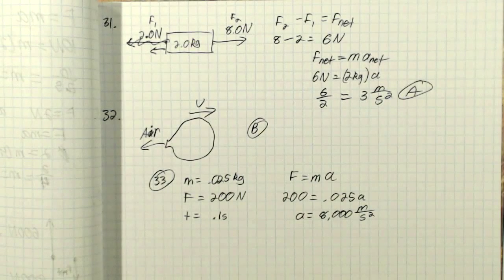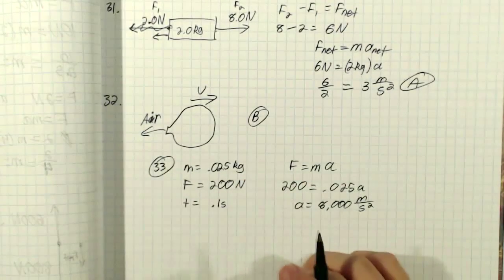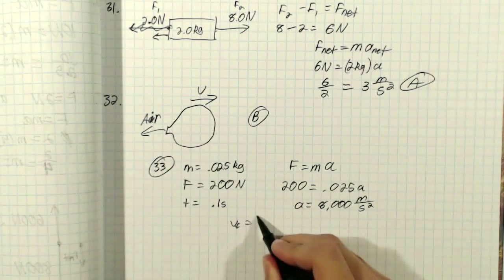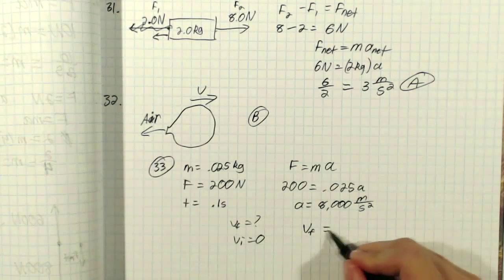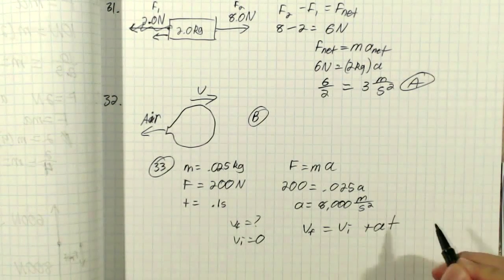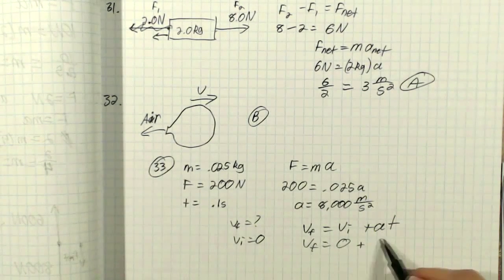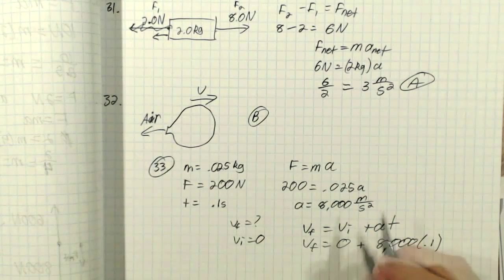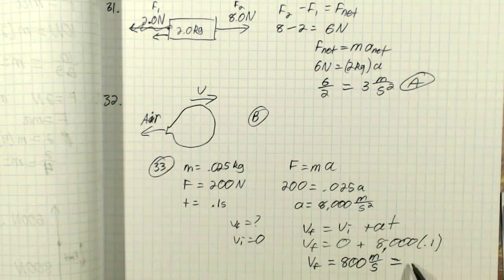And we know that it accelerated for 0.1 seconds, and it wants to know the maximum speed, so it's looking for a velocity, and we know that our initial velocity is 0, so we're going to go v final equals v initial plus acceleration times time. So v final, what we're looking for, equals our initial velocity of 0 plus 8,000 times 0.1, and 8,000 times 0.1 is 800, so our final velocity is 800 meters per second, which is A.